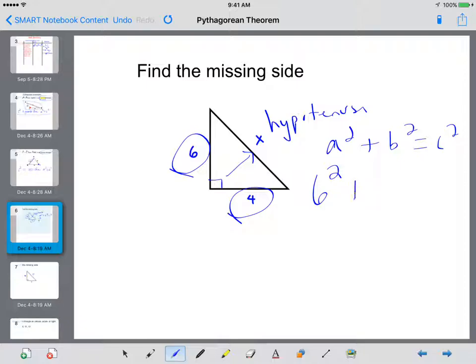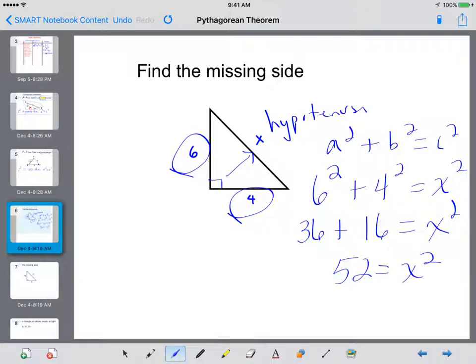I just need to know that 6 and 4 are my a squared and b squared. It's going to be 6 to the second power plus 4 to the second power equals, I'm going to put x to the second power. And now I just go through and solve. 6 to the second power, 6 times 6 is 36. 4 times 4 is 16. It equals x squared. When I add 36 and 16, I get 52.